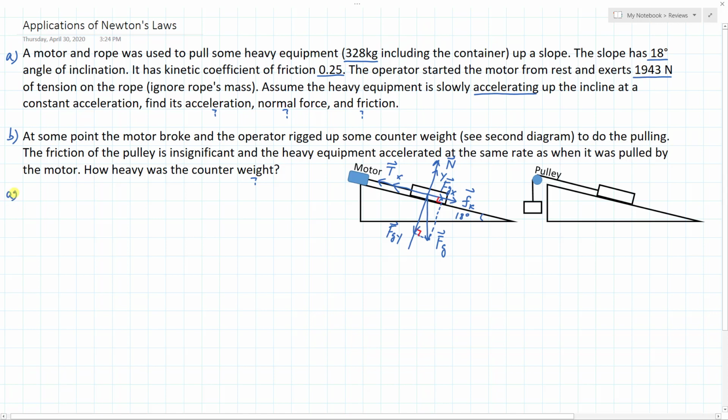So part A, we have our free body diagram. We'll use the x direction, so net force x equals mass times acceleration. The net force in x is tension in the x direction, minus F gravity x, minus Fk, equal to ma. Okay, tension is a known quantity, it was given: exerted tension 1943. Right, minus gravity is mg.